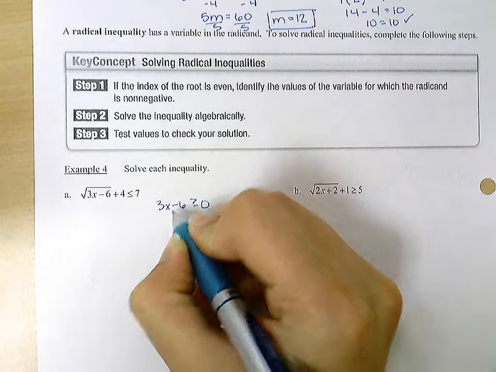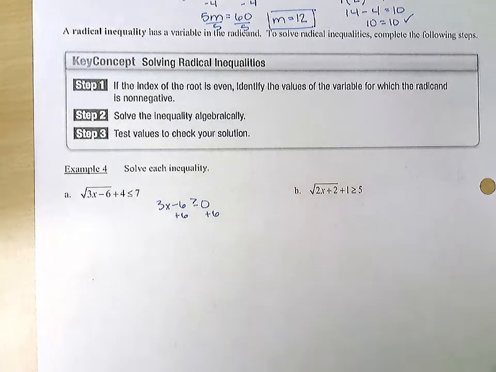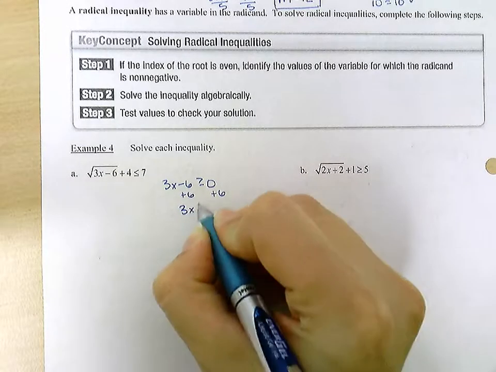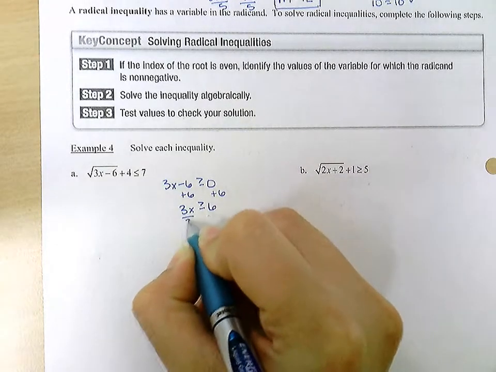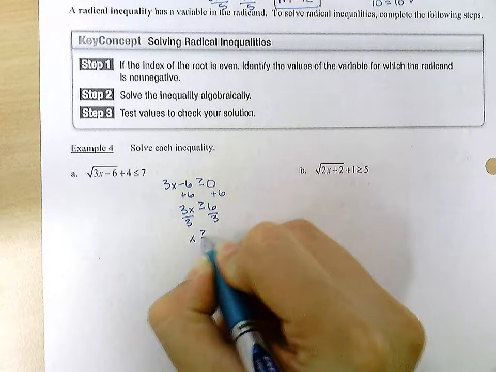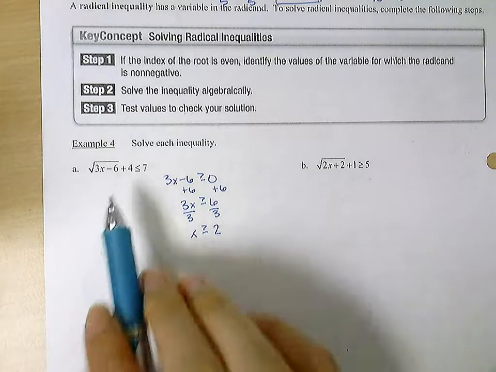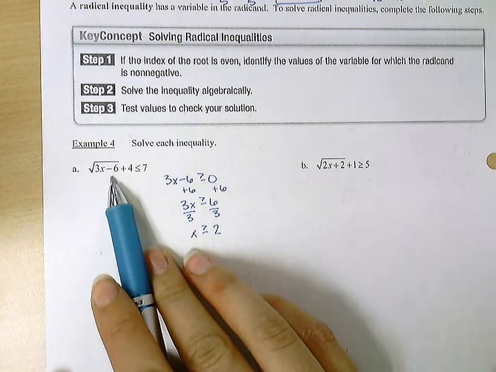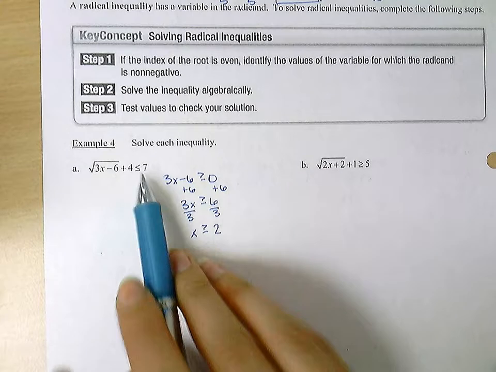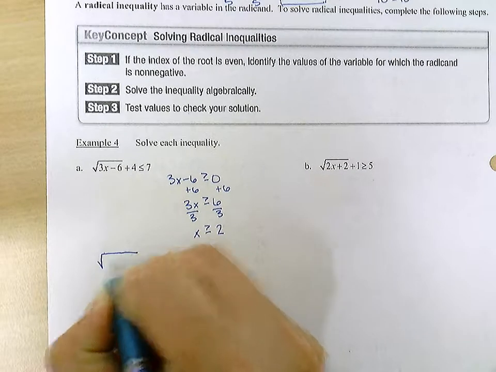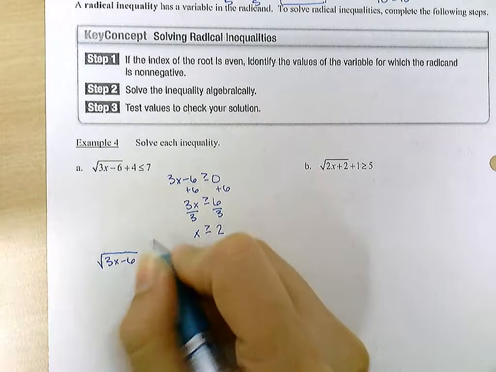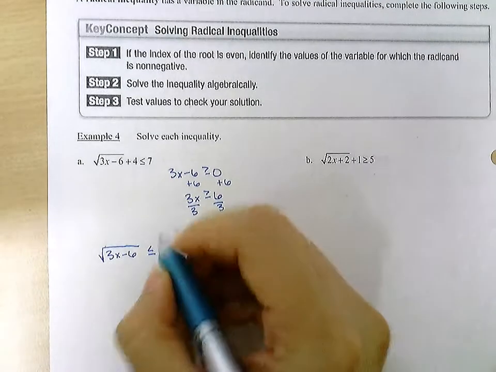So from here, I'm just going to solve for x. I'll add 6. So we have 3x is greater than or equal to 6. Divide by 3. So x has to be greater than or equal to 2. Now that I've found that domain, next I can solve my radical inequality just like we did on the front. First step is to isolate your radical. So you need to subtract 4 from both sides. So I have the square root of 3x minus 6 is less than or equal to 3.